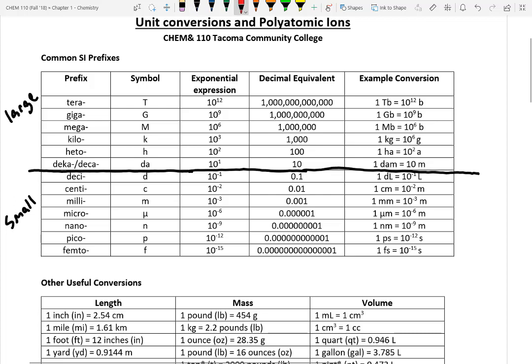I do want to put stars next to the ones that are most common in chemistry. So kilo is really common. Centi is really common. Milli is common. And micro is really common. So those are the 4 big ones that we run into over and over and over again in chemistry. The other ones you might see, you might not. They just aren't as commonly used.